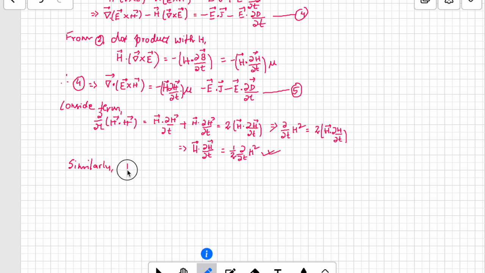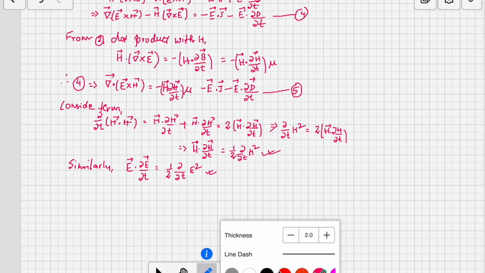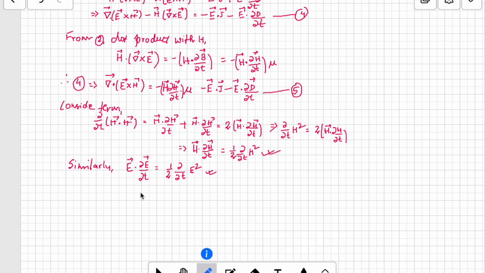Similarly, for the electric field we are going to have E bar dot del E bar del t is equal to half of del t of E square. The same way you can derive it, just in place of H we are going to take E. So this is it. Now obviously the next step is to replace these terms.